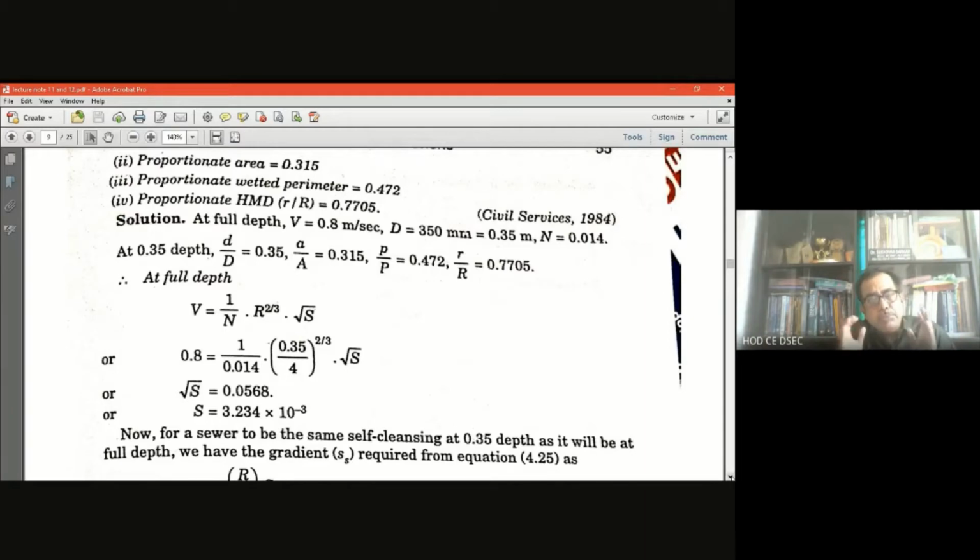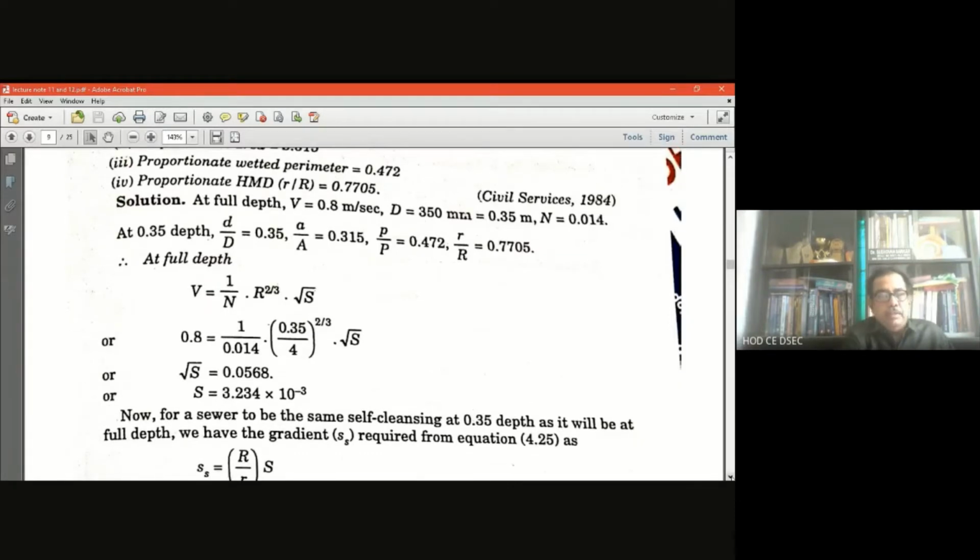Now let us consider the full depth flow of the sewer, using capital letters for the abbreviations. V equals 1 by n, R to the power 2/3, S to the power half, or square root of S. At full flow, V is given as 0.8, the n value given in the question is 0.014, and D by 4 is the hydraulic radius, where D is 0.35 meter. The only unknown is S, the square root portion. Equating, you will get the value of S, that is 3.234 into 10 to the power minus 3. Fine.